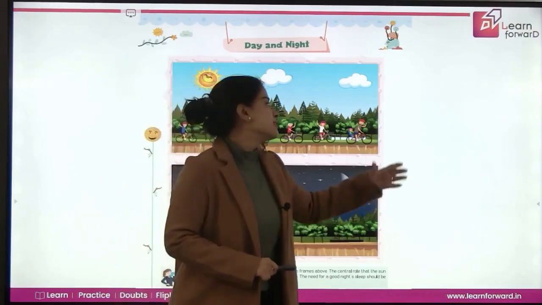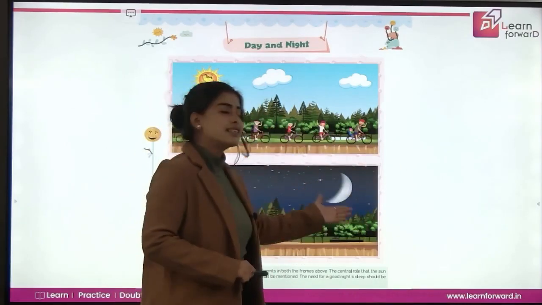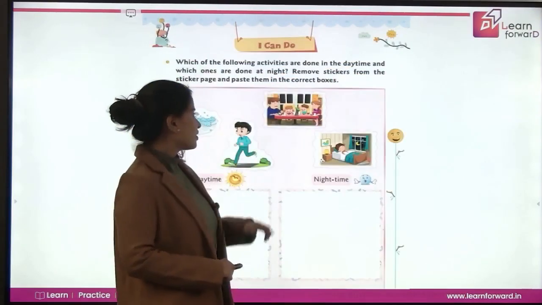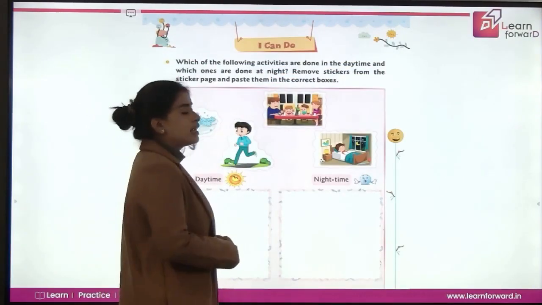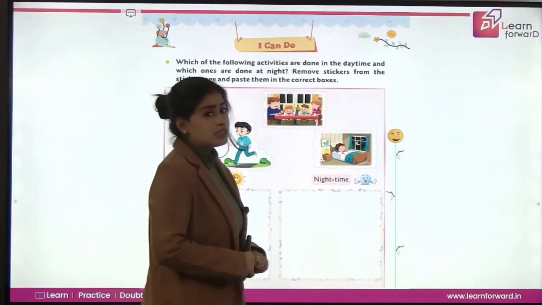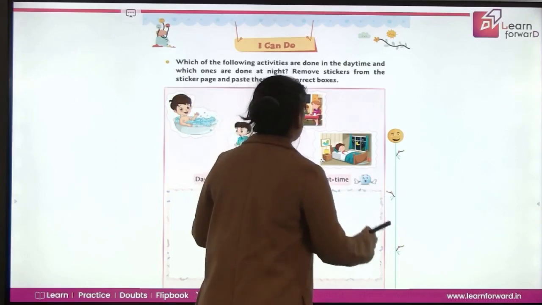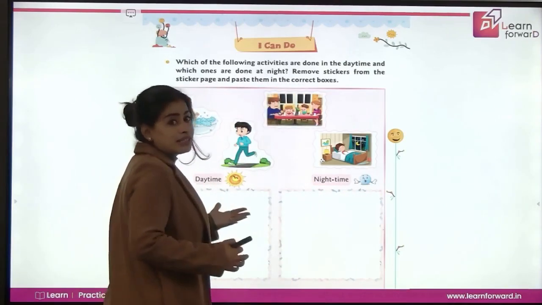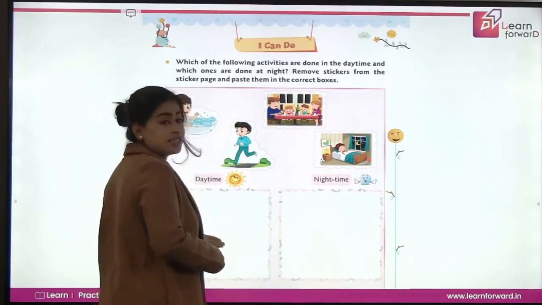So this is daytime and this is night time. I hope you will remember it. Alright, now there are some activities that we do in the daytime and some activities we do at the night time, okay? Like the boy is bathing. So bathing we do in the daytime.